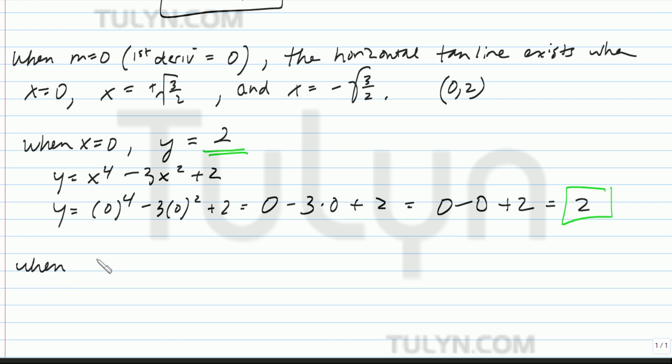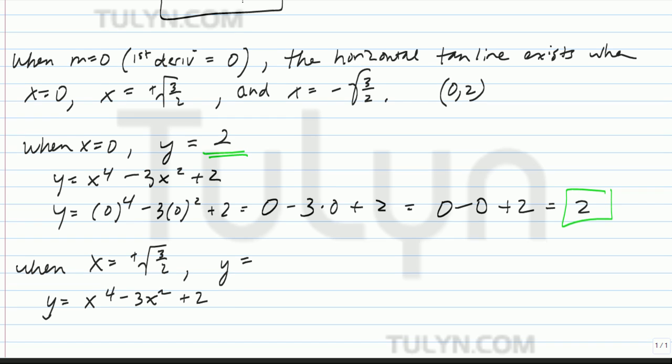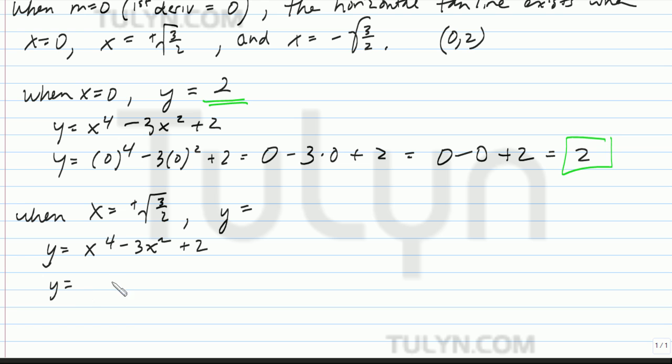When x equals positive radical 3 over 2, go ahead and plug into the original equation. y equals x to the fourth minus 3x squared plus 2. So y equals the square root of 3 halves to the fourth power minus 3 times the square root of 3 halves to the second power plus 2.